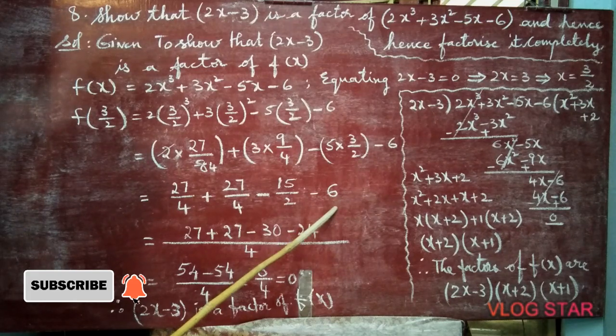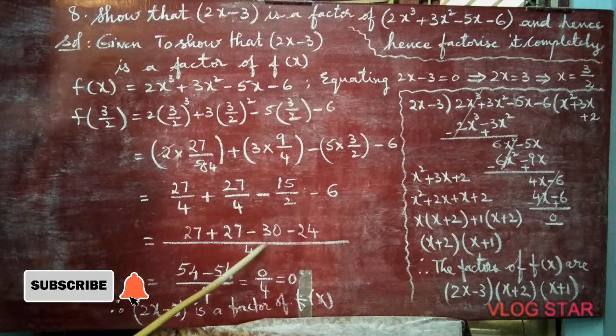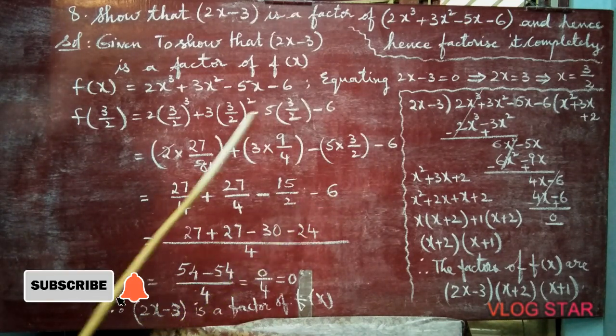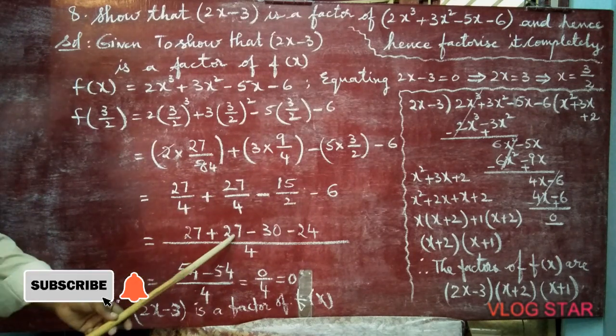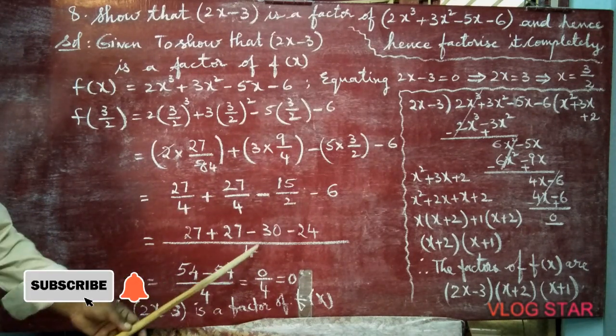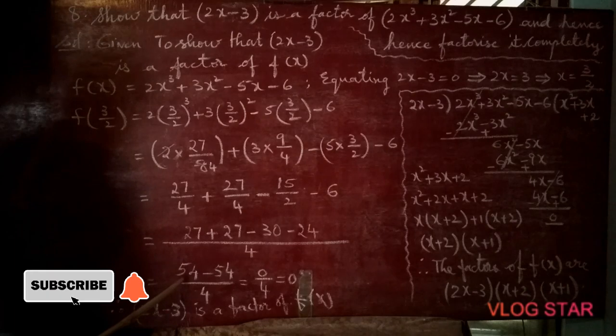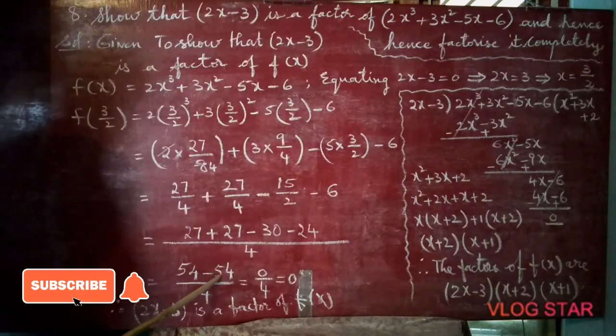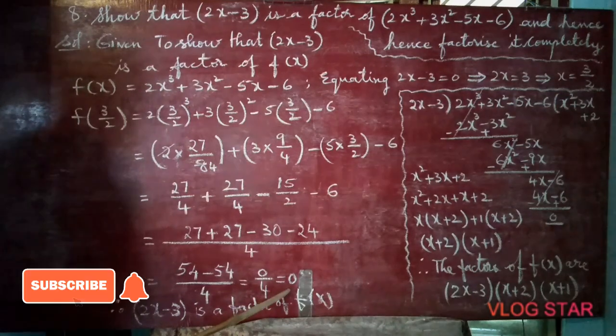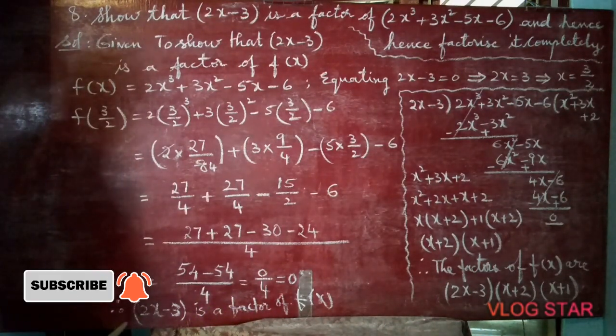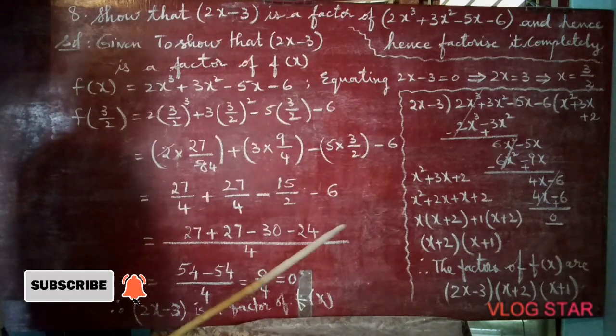Here in the denominator 1 is there. 1 goes in 4 four times. 4 sixes are 24. 27 plus 27 is 54, minus 30, minus 24, that is 54 by 4 minus 54 by 4. 54 minus 54 is equal to 0 by 4, which is equal to 0. Therefore, 2x − 3 is a factor of f(x).